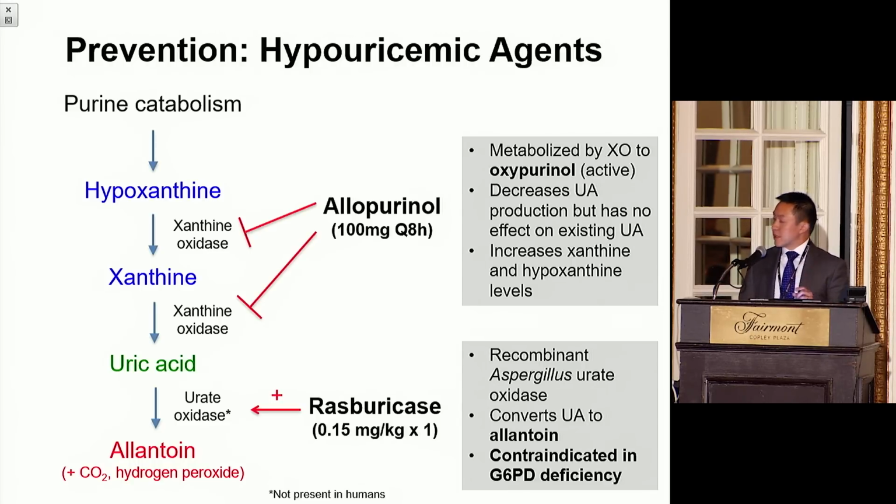Secondly, the use of rasburicase is contraindicated in patients with G6PD deficiency. And the reason for this is that the production of hydrogen peroxide here can accumulate in patients with G6PD deficiency, and this can lead to the development of severe hemolysis or methemoglobinemia.